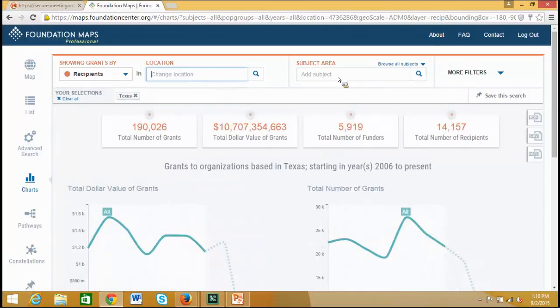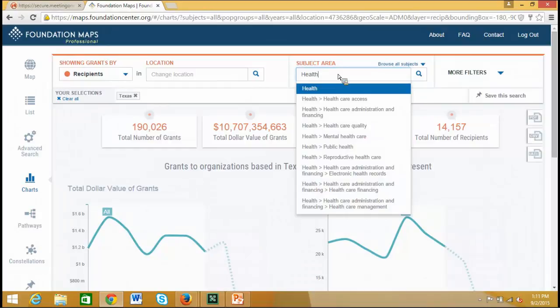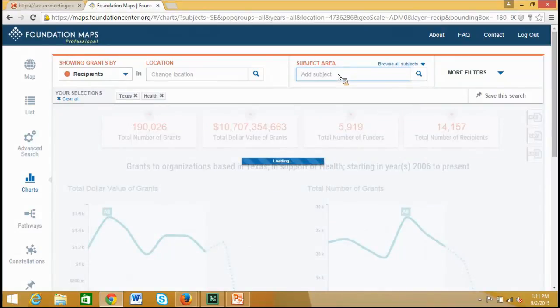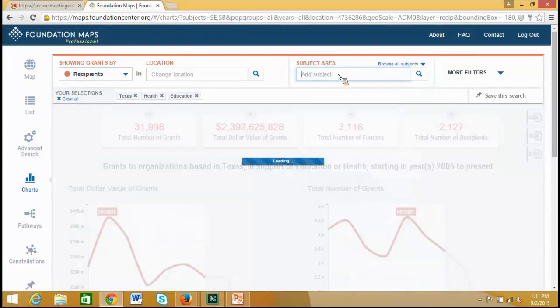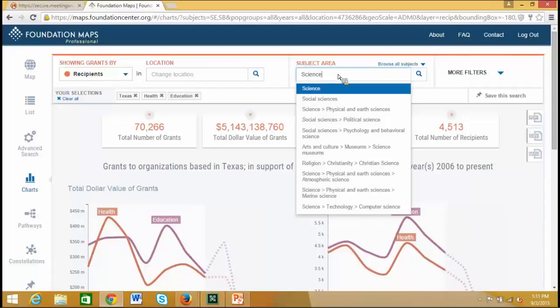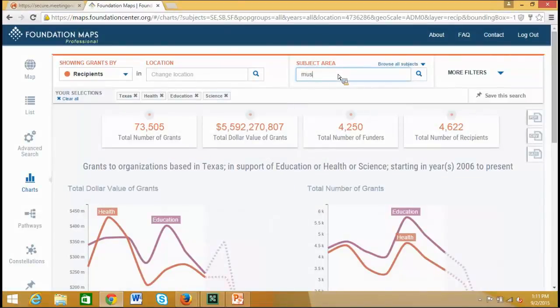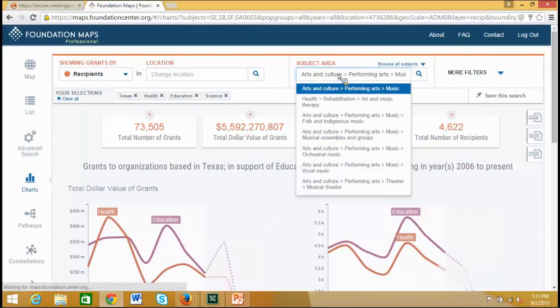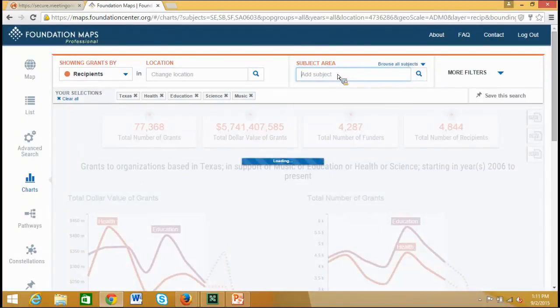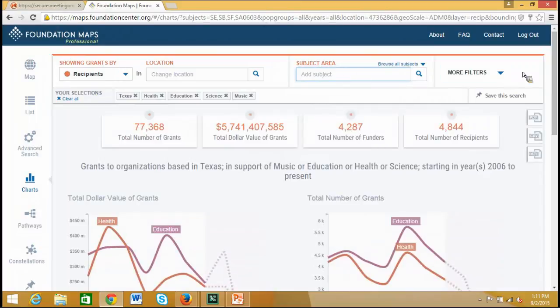And let's say I want to look at health funding in Texas, and let's add a few more. I want to look at education funding in Texas, and science. I'm just going to add a couple more, and let's pick another arts one, music. Now, maybe a random selection, but let's just say the line charts are the same.